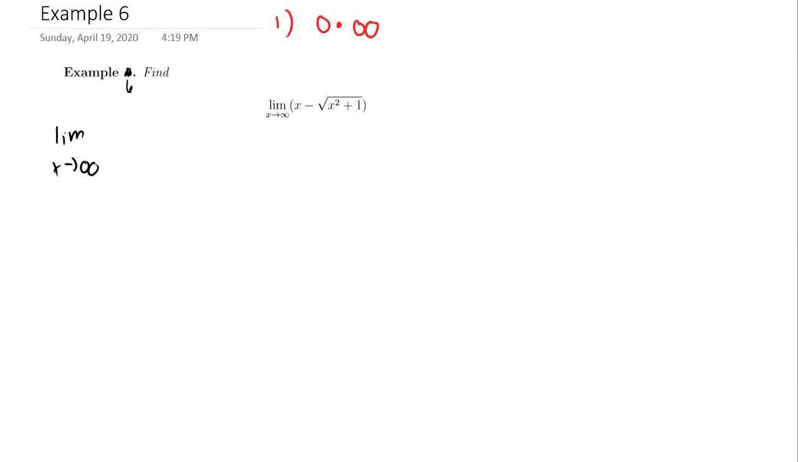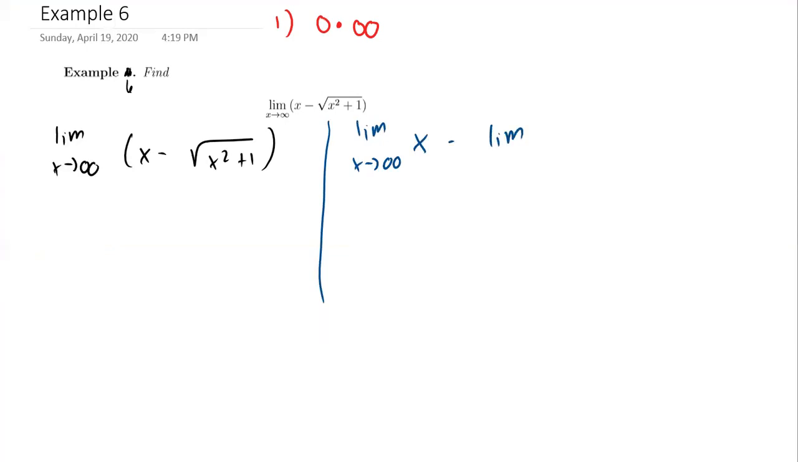So, the limit as x approaches infinity of x minus the square root of x squared plus 1. Now, if we were trying to evaluate this limit directly, like we did in the previous video, we would try to separate the limit and see if everything is defined. And so we would rewrite this as the limit as x approaches infinity of x minus the limit as x approaches infinity of the square root of x squared plus 1. Now, what do we get here? Well, the first limit is pretty straightforward. The limit as x approaches infinity of x. We're making x grow larger and larger. This is going to infinity.